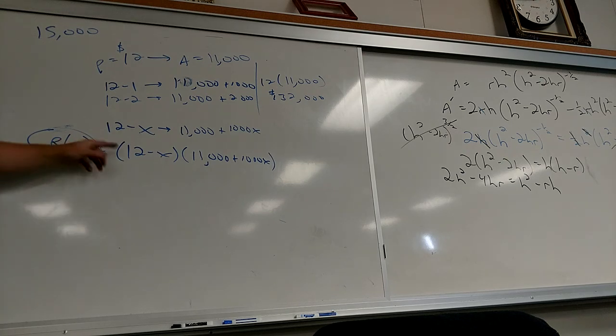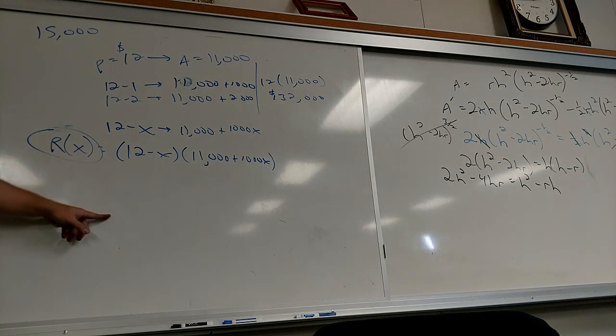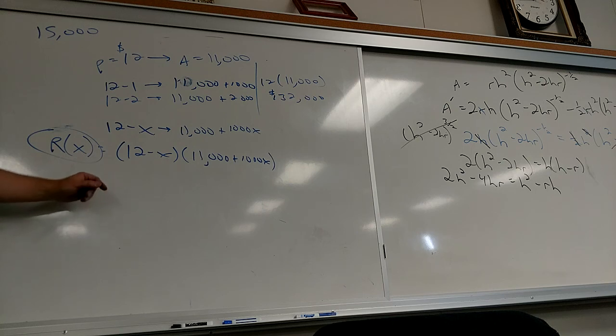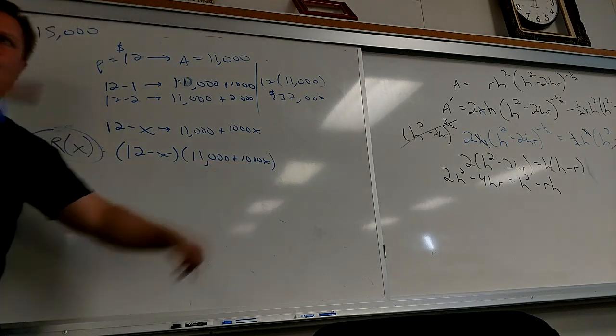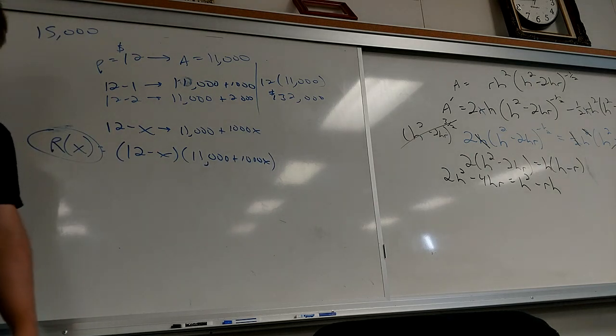Why do I know that the answer I'm going to get is going to be a maximum situation? What kind of equation is this going to be? What does this look like if I graphed it? Nope. Negative x squared. So it's going to be a downward parabola. So I'm going to have a maximum revenue up there. I like it.